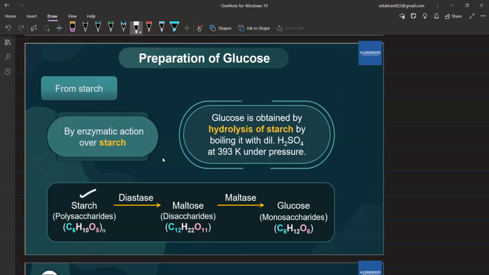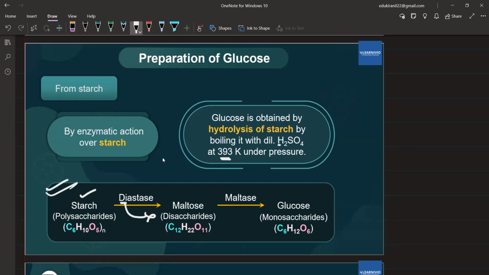The starch we use diastase. Diastase से क्या मिलता है? Disaccharide. ठीक है. Diastase से क्या मिलता है हमको? Disaccharide मिलता है, that is maltose. And then maltase, that is an enzyme that is used to give you glucose. ठीक है. That is used to give you what? Glucose. Now, glucose is also obtained by hydrolysis of starch by boiling it with dilute H2SO4 at 393 Kelvin under pressure. But see, these are the two methods.